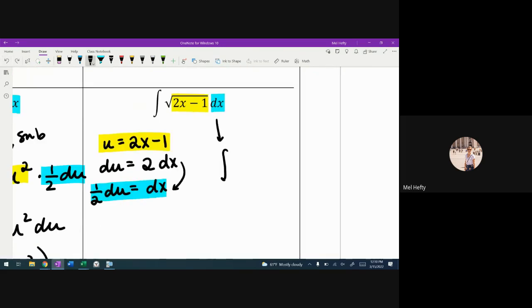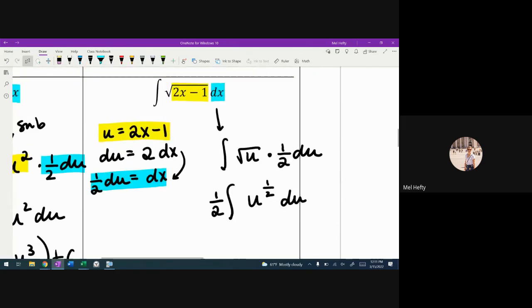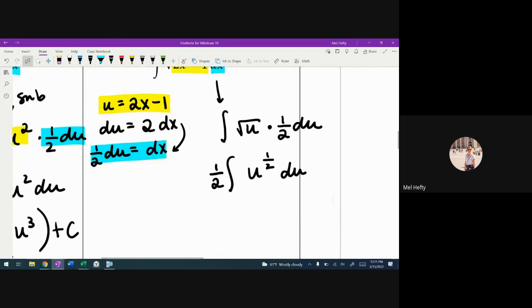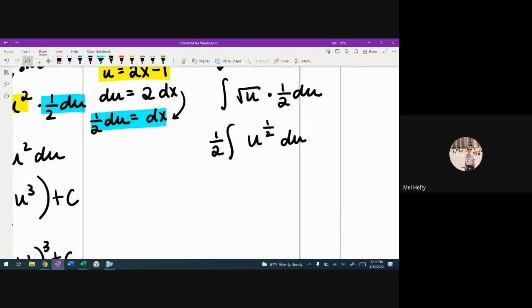All right, so what is this going to look like when I substitute? Square root of u times what? 1/2 du. I'm going to pull the 1/2 out to the front and leave the du at the end. I like turning this into a power. The only thing I have is a power rule. So what power can I turn it into? Cool. I haven't been asking this question, but does this look better than it did before? I would argue yes, at least a little bit.